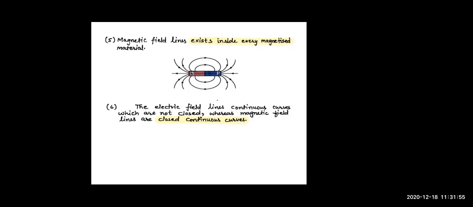Next, we saw here that the magnetic field lines are closed and continuous curves. But electric field lines were not closed, right? They were continuous, but they were not closed. So this is the difference between the electric field lines and the magnetic field lines.